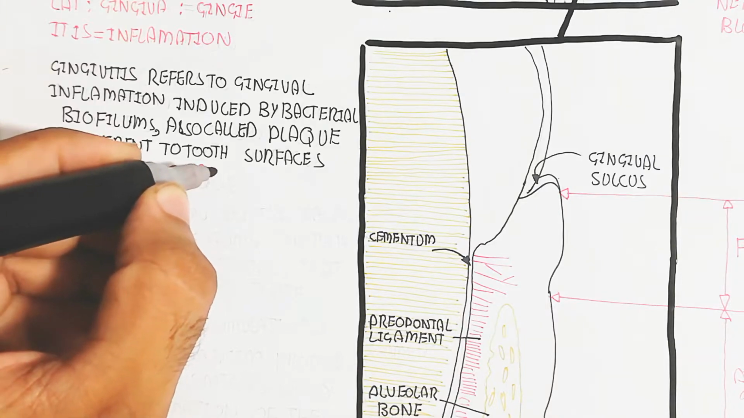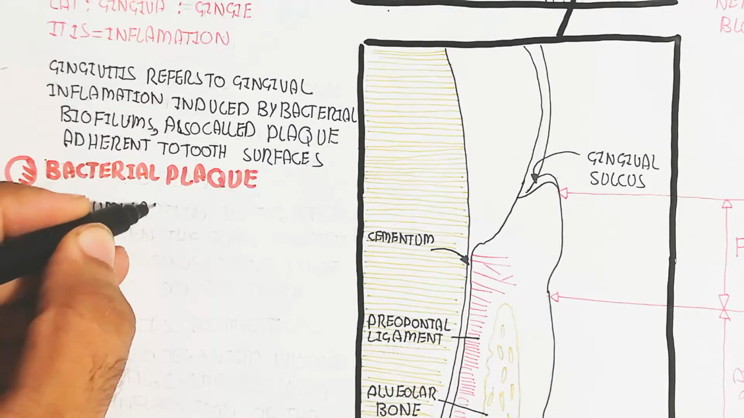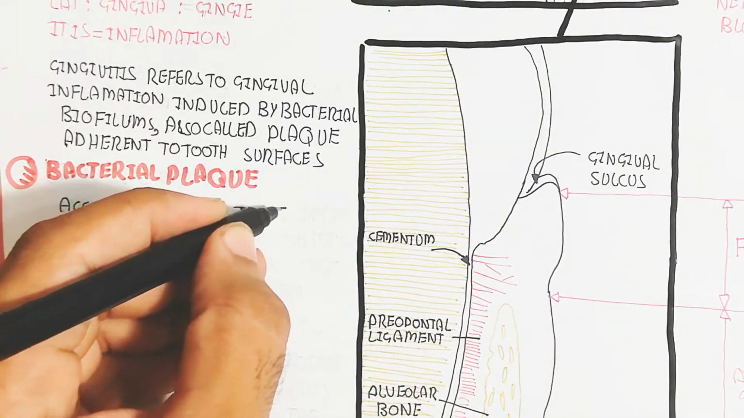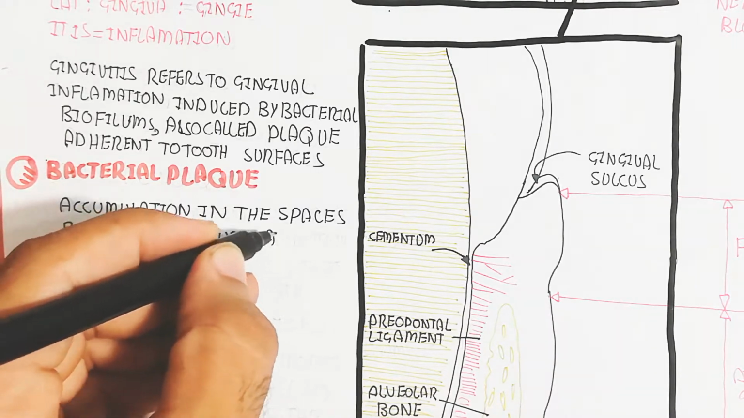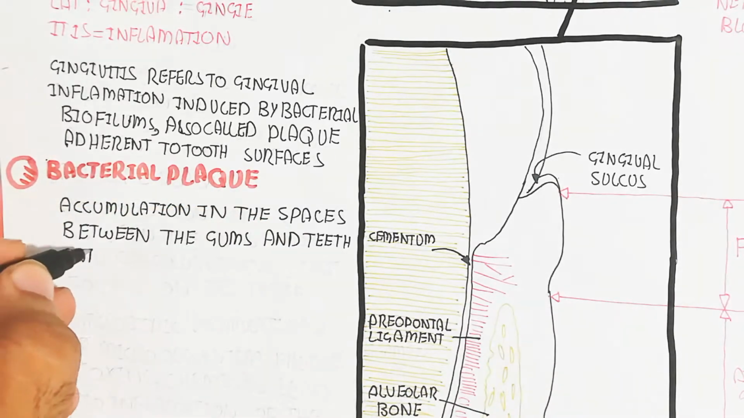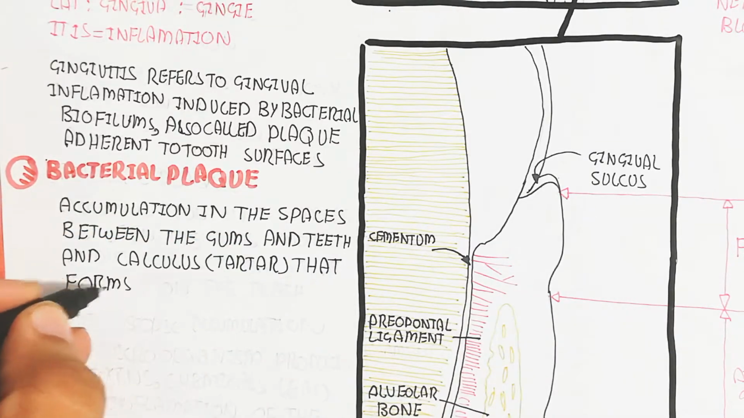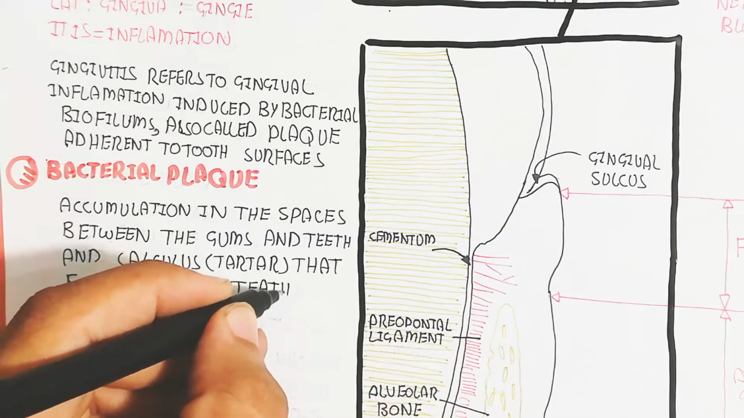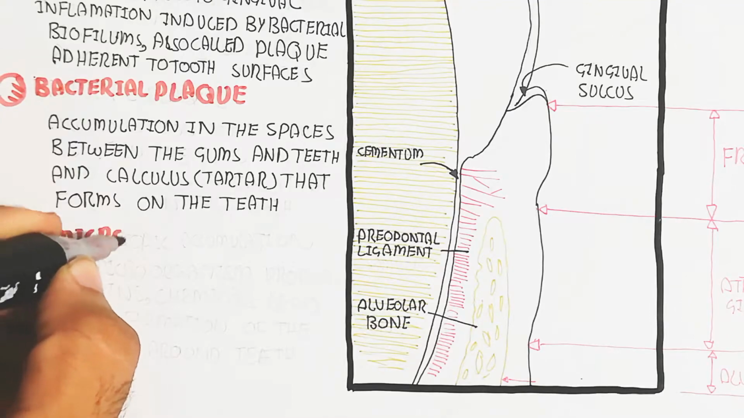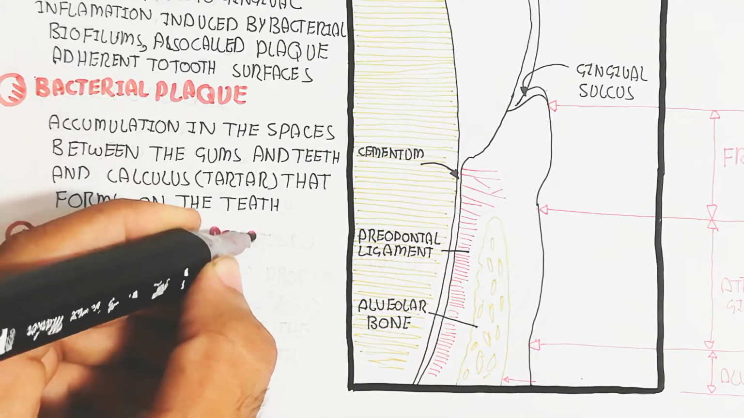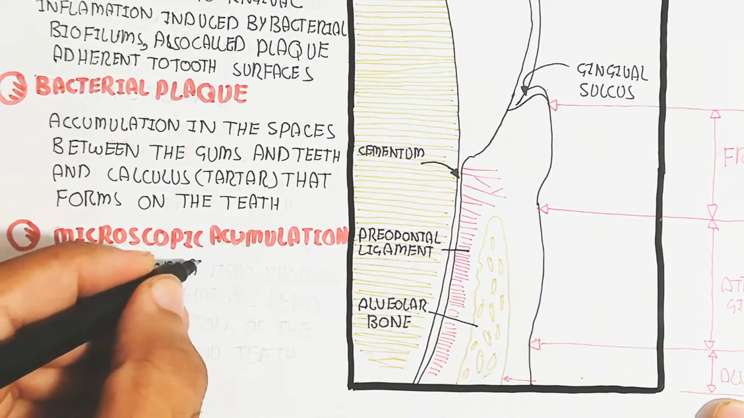so-called plaque adherent to tooth surfaces. So bacterial plaque is an accumulation in the spaces between the gums and teeth, and calculus or tartar forms on the teeth. The microscopic accumulation of microorganisms produces toxins and chemicals that lead to inflammation and activation of the immune cells of the gums around the teeth.